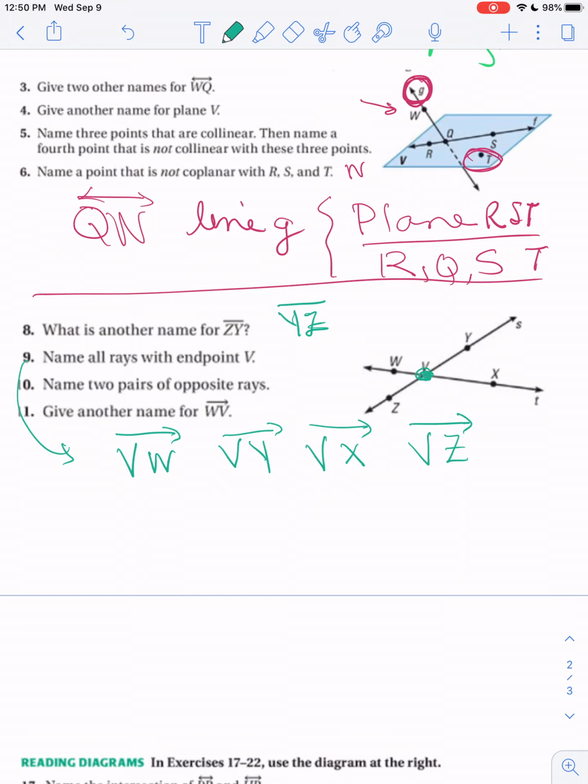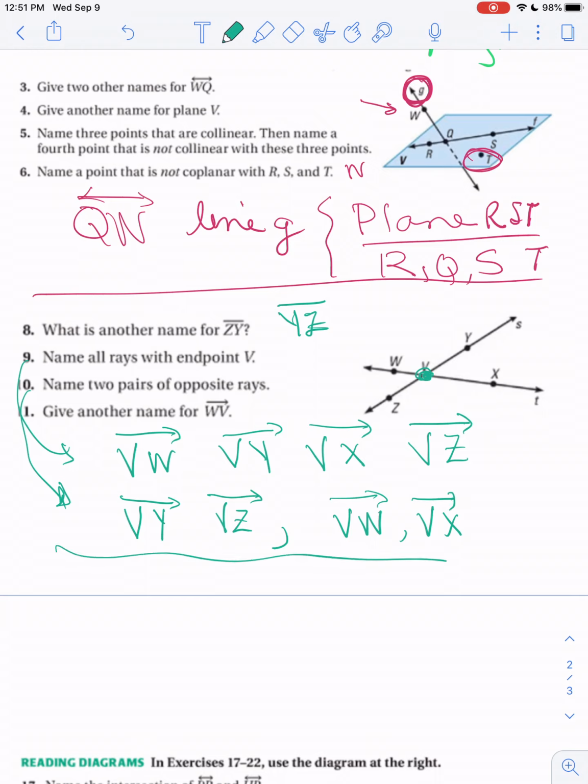You always point to the right. Doesn't matter what the diagram looks like. Your notation is always to the right, always capital letters, and you have to start with the endpoint. 2 pairs of opposite rays. Remember, opposite rays always start with the same endpoint but go in opposite directions. So VY and VZ look like opposite rays. They both start at V but go in opposite directions. Or you could say VW and VX are another pair of opposite rays.